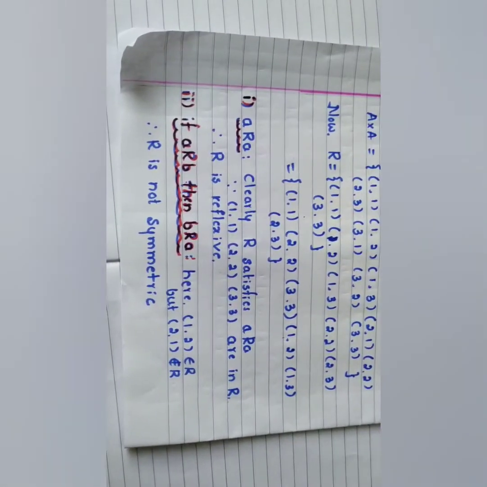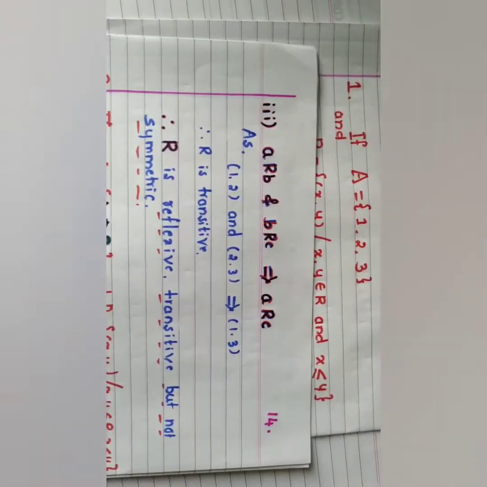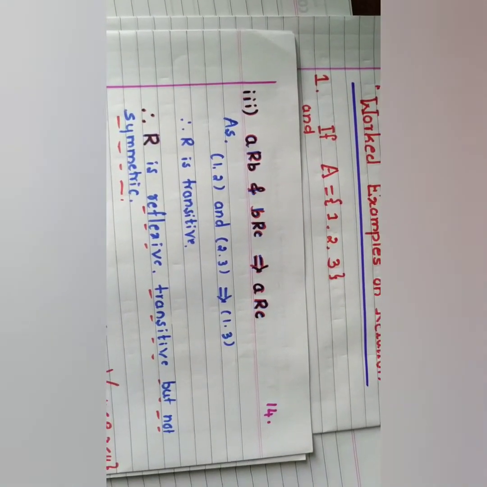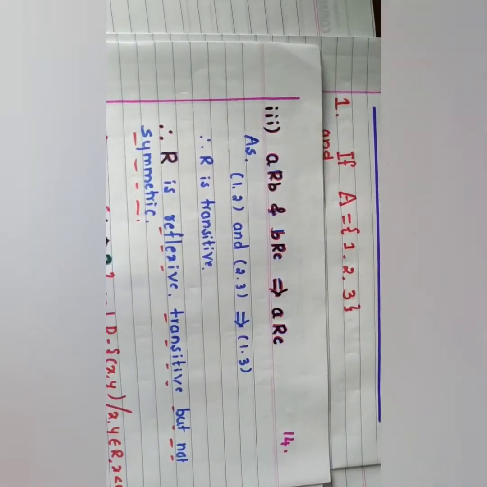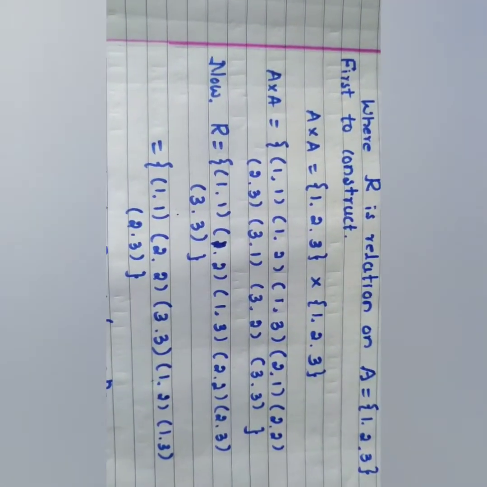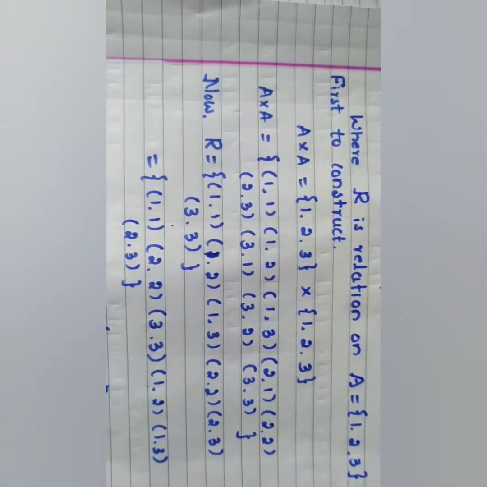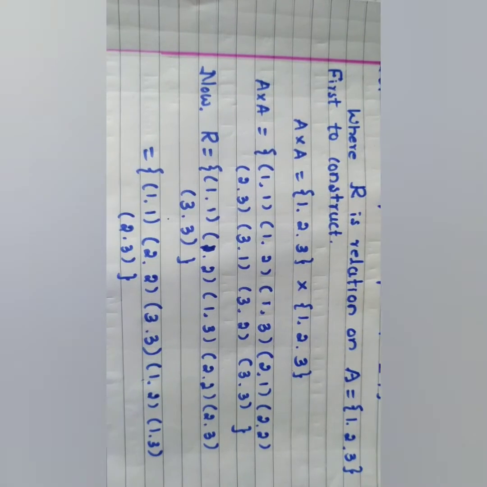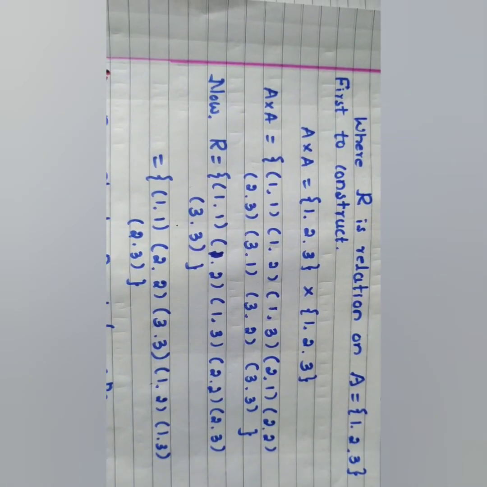Now, to check whether it is transitive or not, it should satisfy: if aRb and bRc, then aRc. R is already given as the set containing (1,1), (2,2), (3,3), (1,2), (1,3) and (2,3). Now look at the pair (1,2) and the pair (2,3). (1,2) is there, (2,3) is there. What happens? (1,3) is also there.